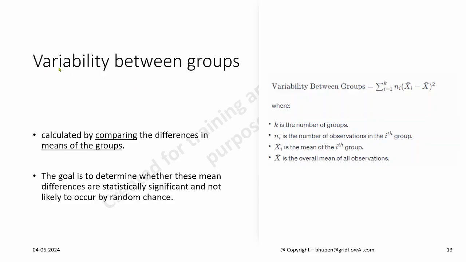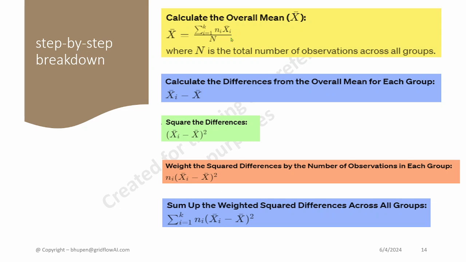Now, the second part is variability between the groups, or rather across the groups. So this is calculated using the overall mean. Now what we're going to do is find out the overall mean like we already did in the previous step, and that value will be used to compute the variability between the groups. The step is pretty much the same, just that now we are looking at all the groups together and finding out the overall mean.